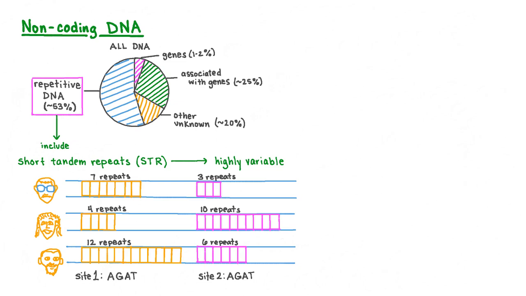You can see that each individual has a unique combination of repeats at these 2 sites. Now, imagine that our genome has many other sites like this, and each site has a highly variable number of repeats. This creates billions of different combinations. Thus, the DNA fingerprint is truly unique in each individual.